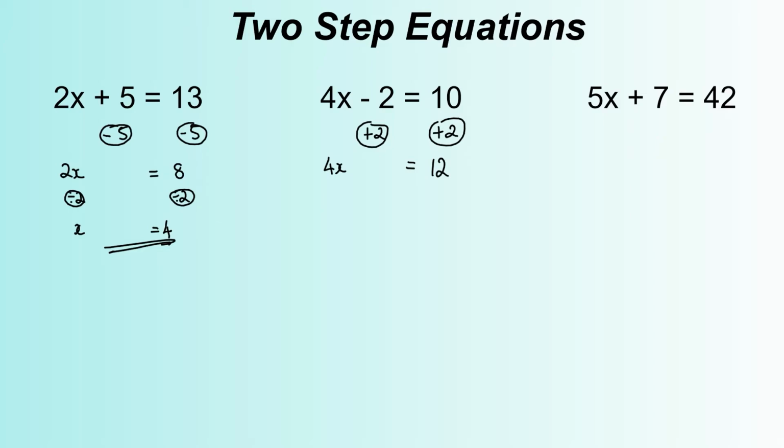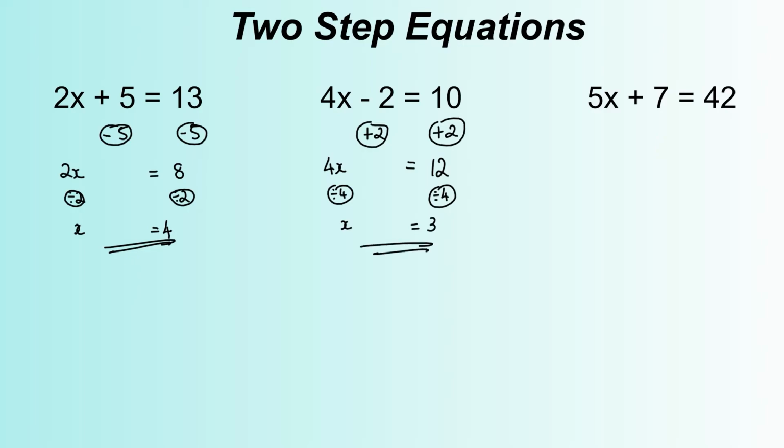So we get 4x equals 12, and at this stage, because we have 4x, we're going to divide both sides by 4. So divide by 4 and divide by 4. 4x divided by 4 would just be 1x, or x. 12 divided by 4 is 3, so we end up with x equals 3.